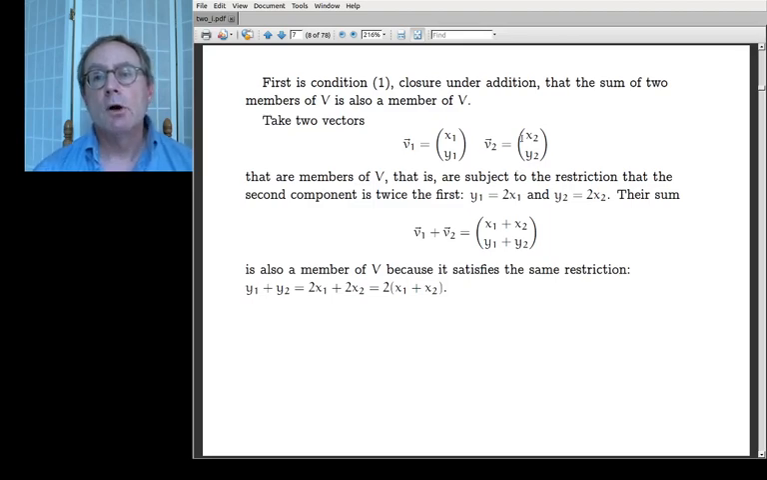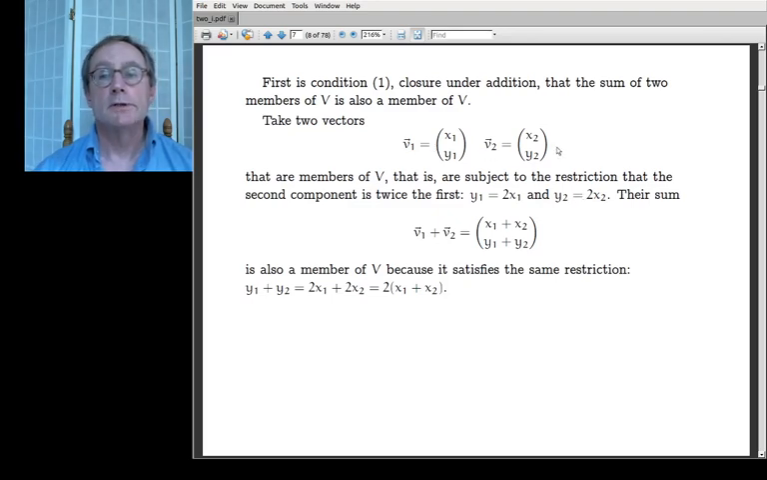The first condition, closure, is that the sum of two members of V is also a member of V. And the only tricky part to understand here is what you're required to check. You have to check that if you take two members of the space, and remember, member of the space means the second component is twice the first, so two vectors with the property that the second component is twice the first, then you'll get a vector with the second component twice the first.